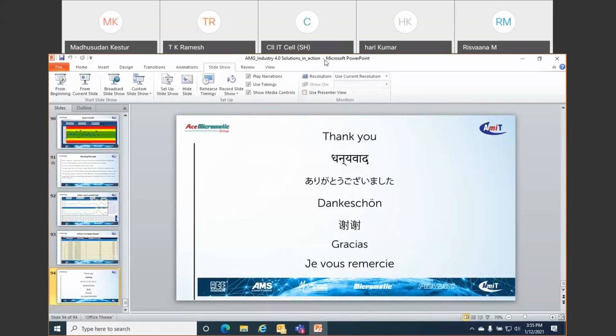We have this first question from Mr. Manikandan KR. What is the solution approach for calculating the OEE performance for the job production components for CNC machines?